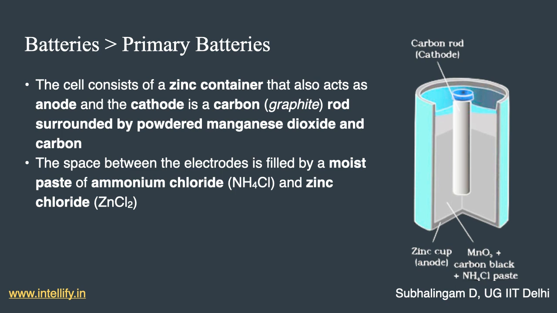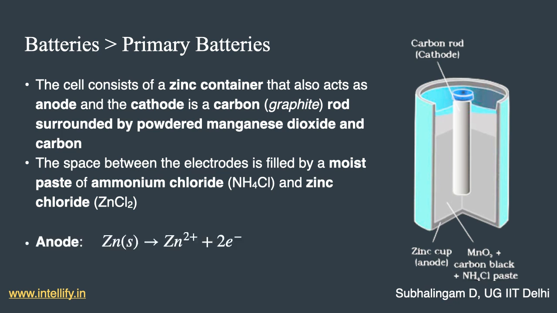So this is how the cell looks, a rough sketch. We have a zinc cap, that is the anode, and MnO2 plus carbon black plus NH4Cl paste, and a carbon rod as cathode. By the way, the image colors are inverted so that it looks nice on the dark background. In the book it may look different, but it's the same image and it doesn't really matter.